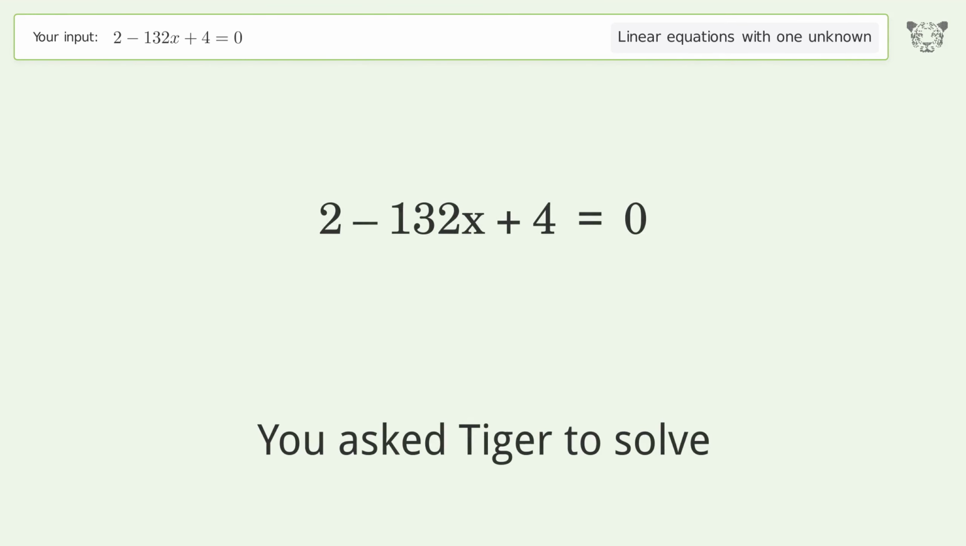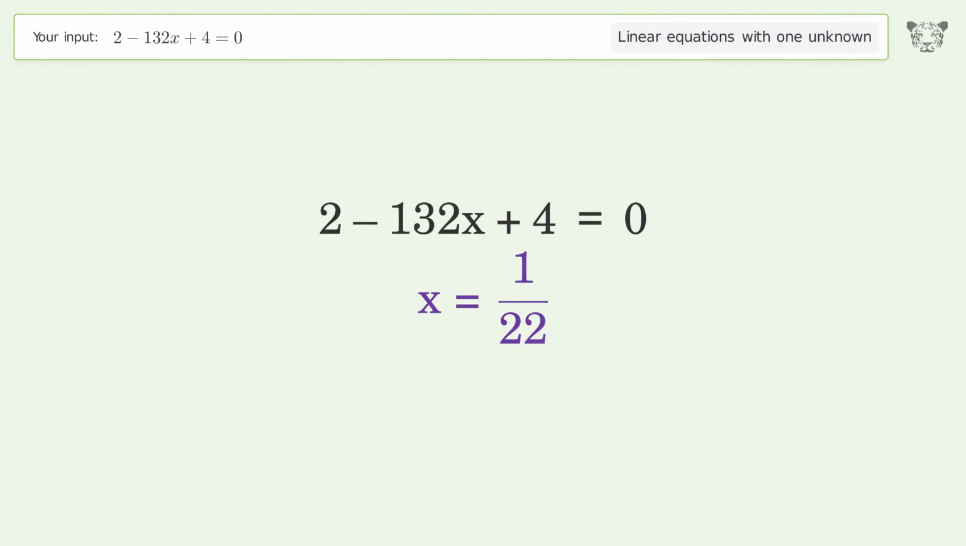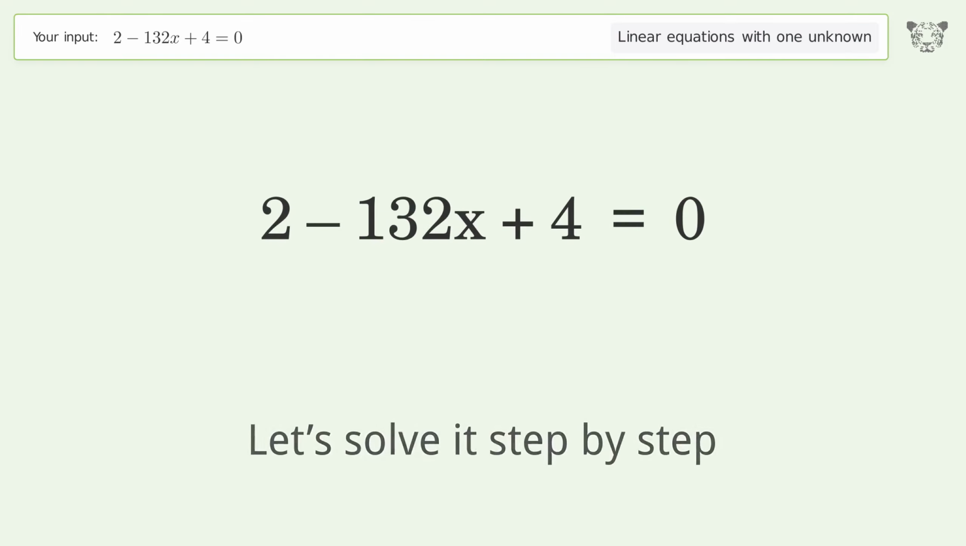You ask Tiger to solve. This deals with linear equations with one unknown. The final result is x equals 1 over 22. Let's solve it step by step.